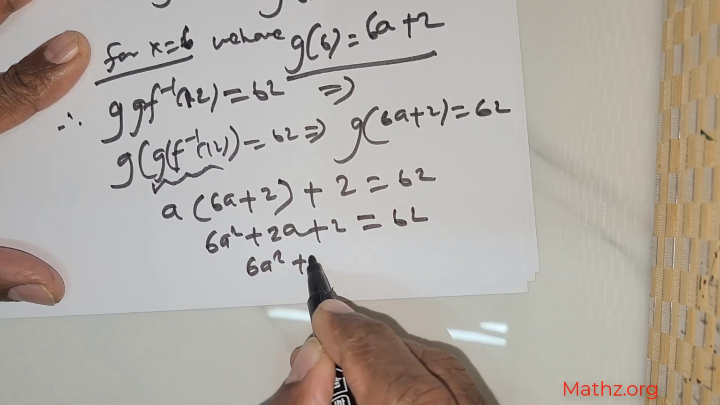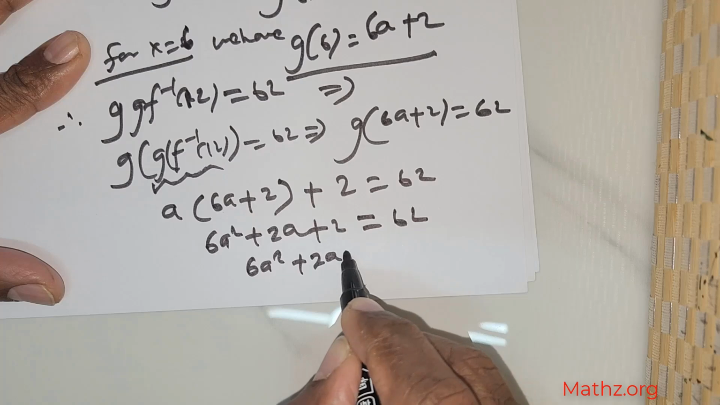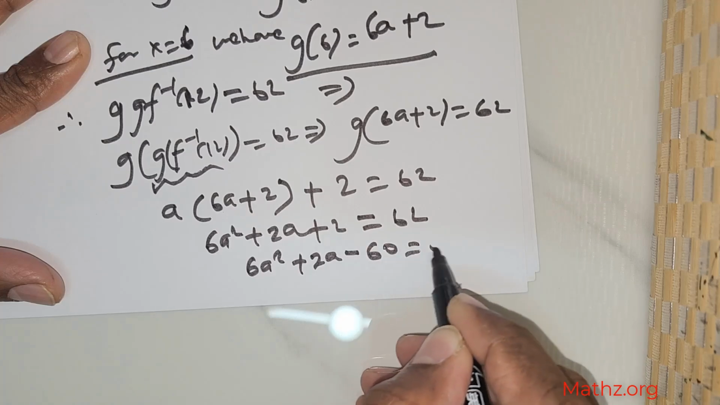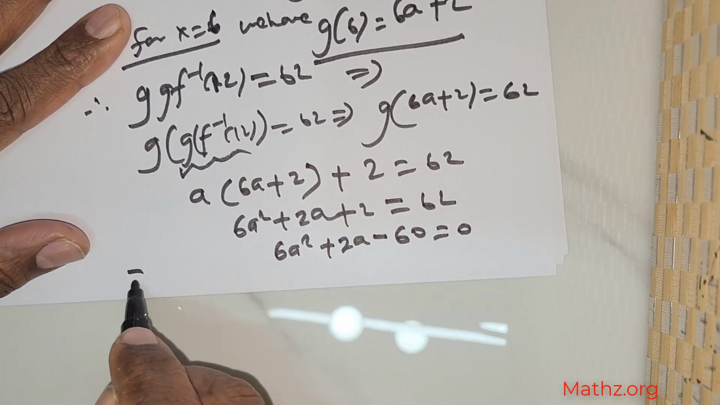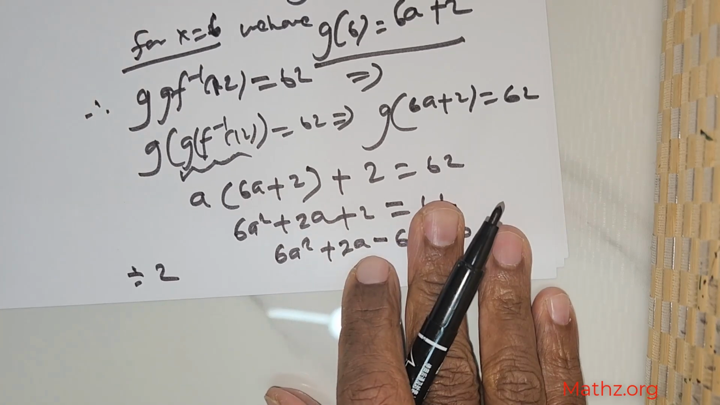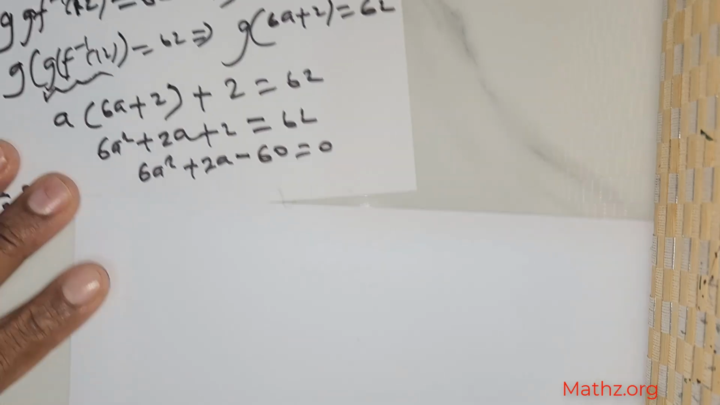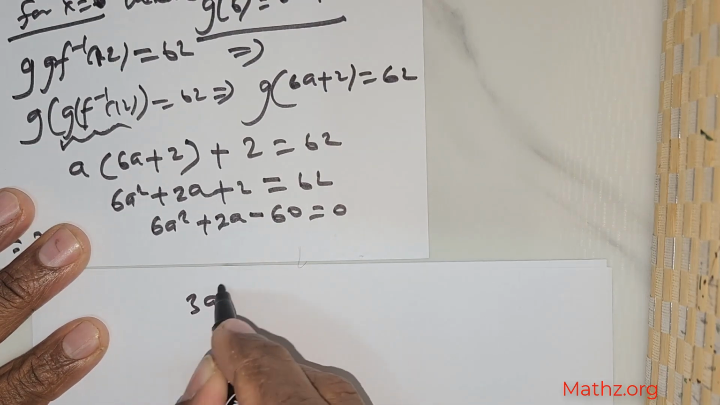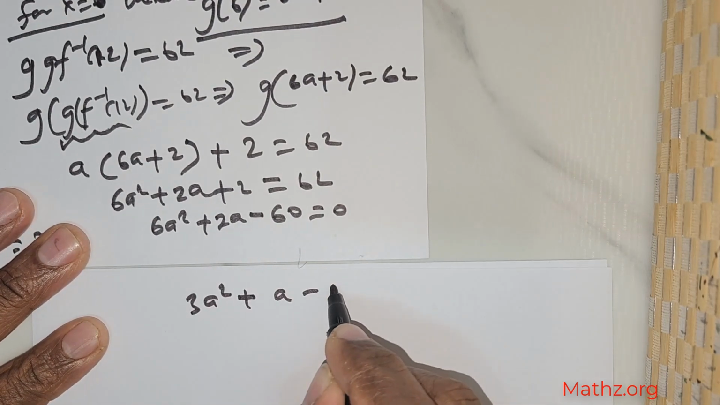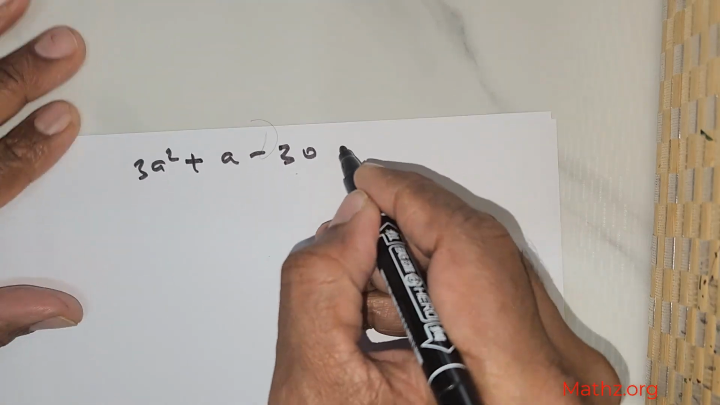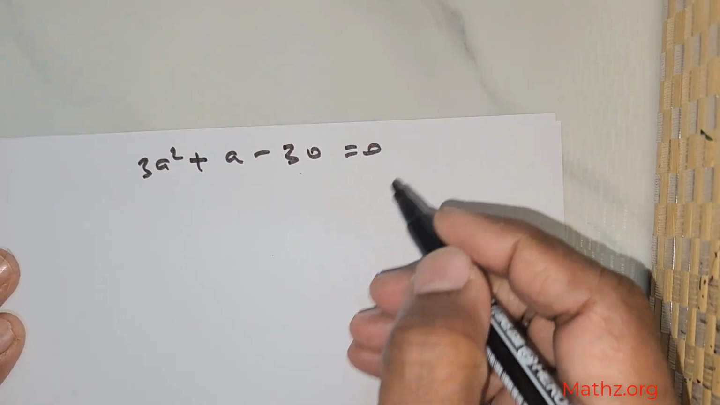This is 6a squared positive 2a. 62 comes this side, it becomes negative 60 is equal to 0. Now I divide by 2. If I divide by 2, what do I get? This will be reduced, right? This will be 3a squared positive a negative 30 is equal to 0.